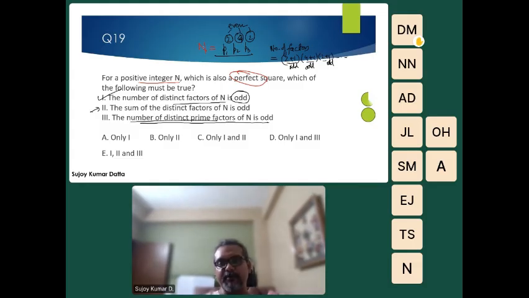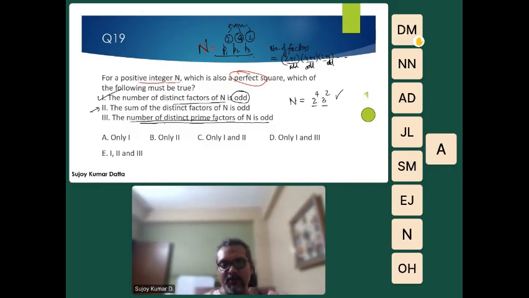Okay, so to have a perfect square, we can have three prime factors, so that is okay. But we can also have two prime factors. For example, 2 to the power 4 and 3 to the power 2. This is a perfect square, and there are two distinct prime factors. So the number of prime factors being odd is not necessary. So the third statement is false.